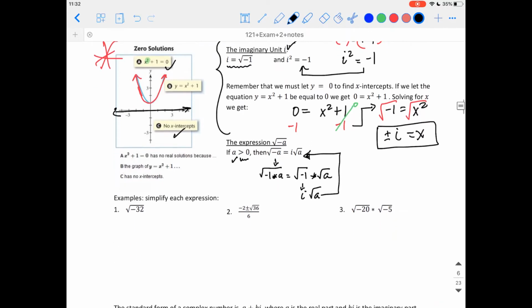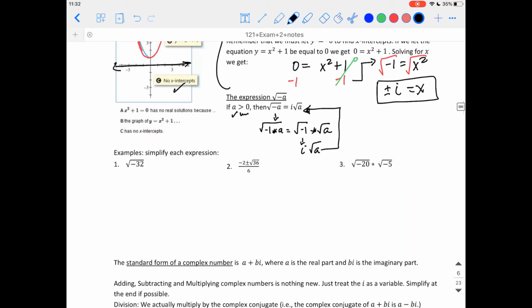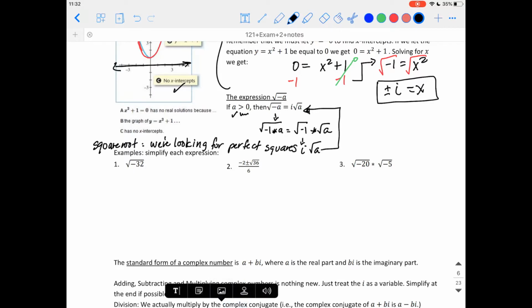So let's do some examples. Examples, simplify each expression. So here the key thing, since we're just doing square roots, for square roots, we're looking for perfect squares. When we have perfect squares, we're going to be able to take the square root of it and simplify it. So for square root of -32, we might not know.